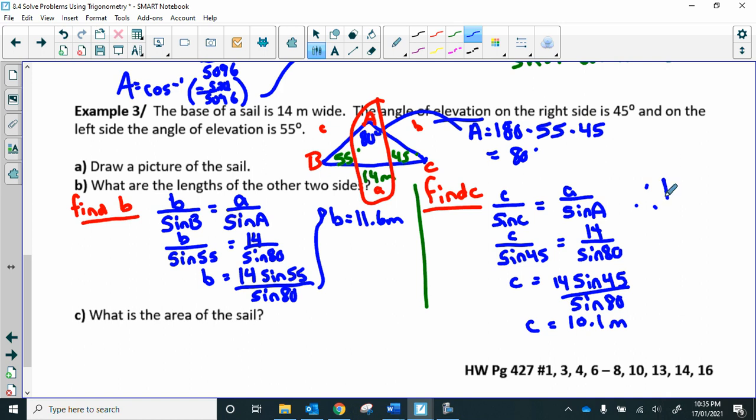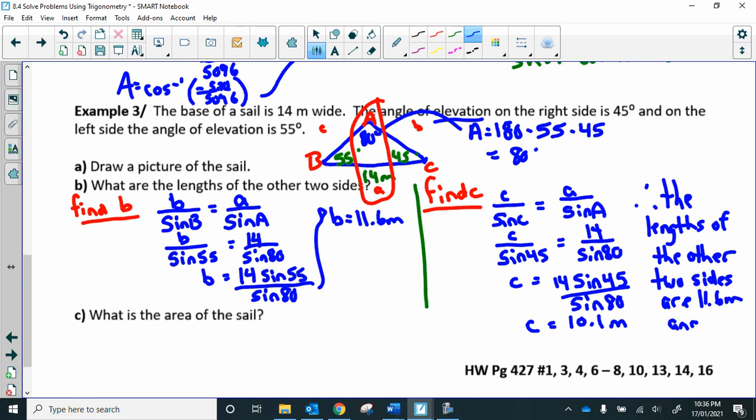So therefore, what are the two lengths? So therefore, the lengths of the other two sides are 11.6 and 10.1.